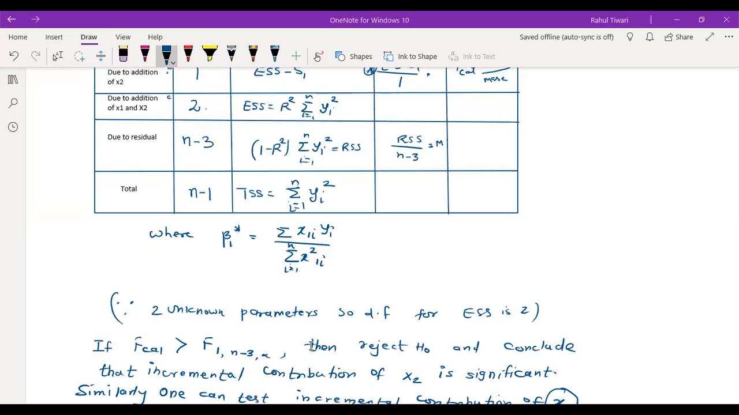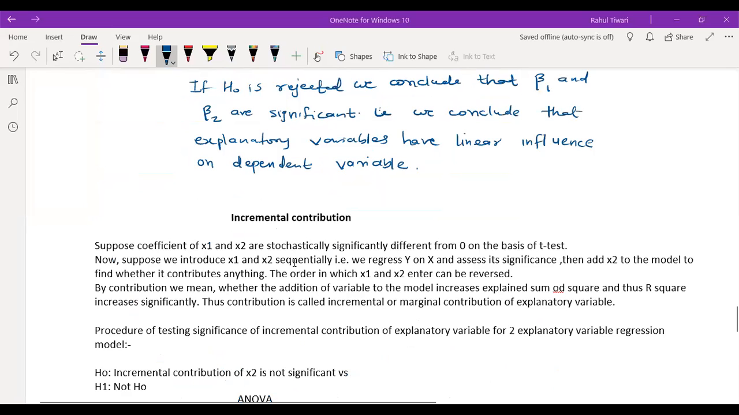Now this is the derivation for the explanatory variable and incremental contribution. And now we will go to the next file.